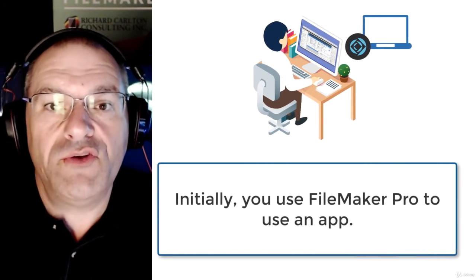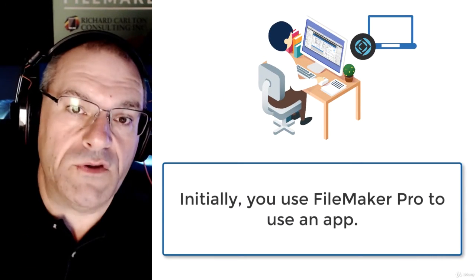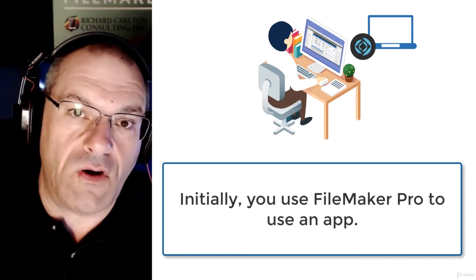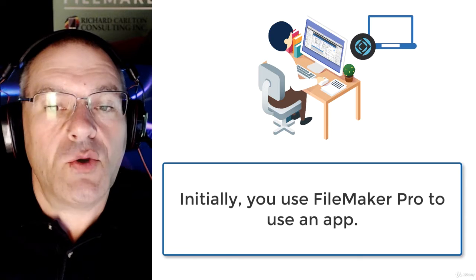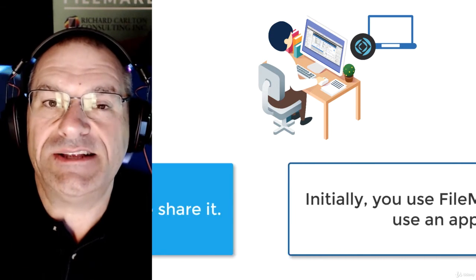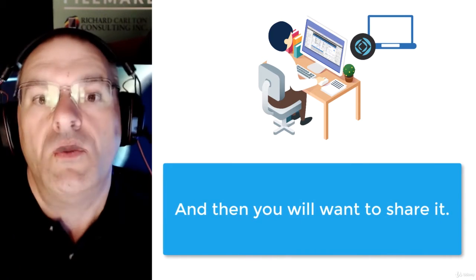So initially, if you are using FileMaker Pro on your Mac or Windows computer, you're going to set up a solution, maybe download a free solution like FM Starting Point or some other CRM, and you're going to test it out and look at it, start working with it, potentially customizing it to your needs, and then you're going to want to share it with your team.